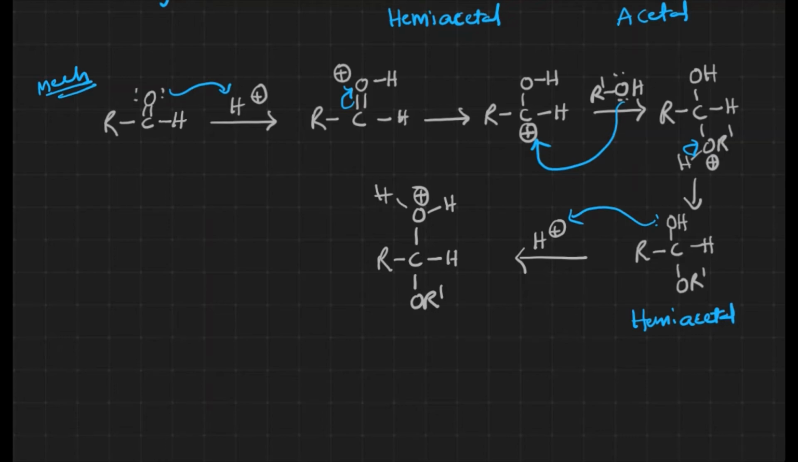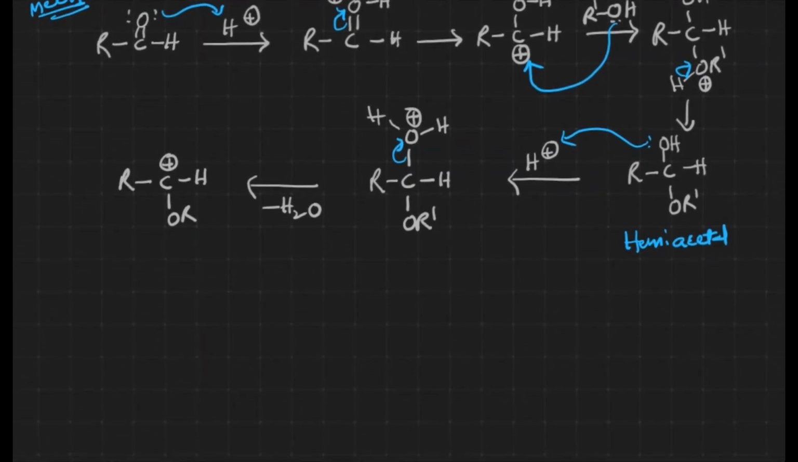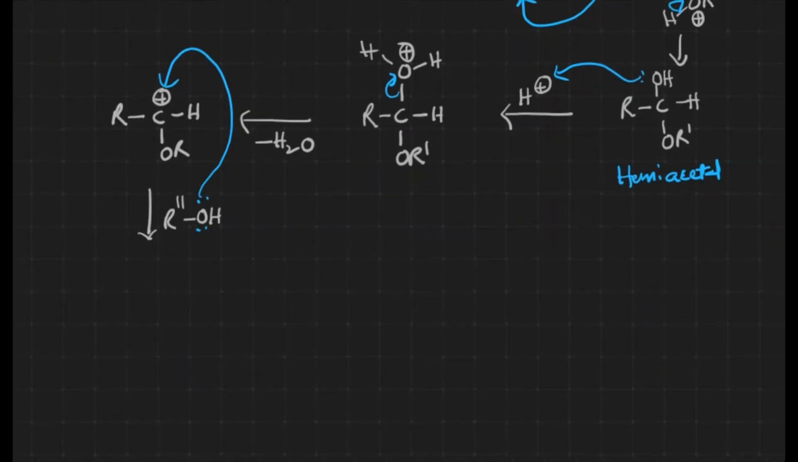Again oxygen with 3 bonds is likely to be unstable, because of which elimination of water takes place here. After elimination of water, a carbocation forms on this carbon, giving R C plus H O R. Now comes the addition of alcohol. In the second step, the second part of alcohol attacks. Alcohol is a neutral nucleophile, and it attacks the electrophile, which is the carbocation.